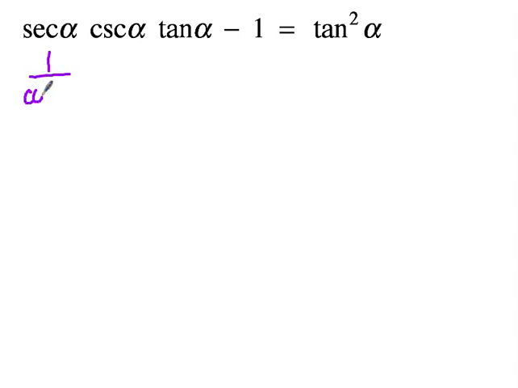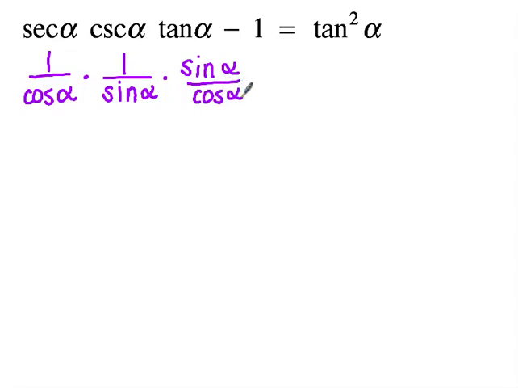1 over cosine times 1 over sine times tangent minus 1, and that's going to equal tangent squared, alpha. Sines cancel, and that leaves me with 1 over cosine squared.